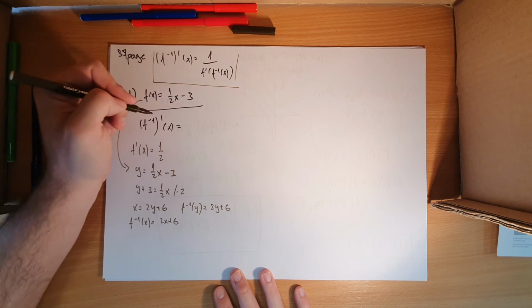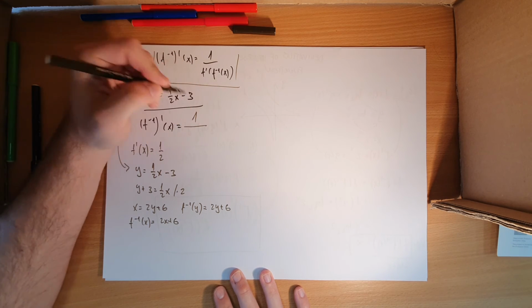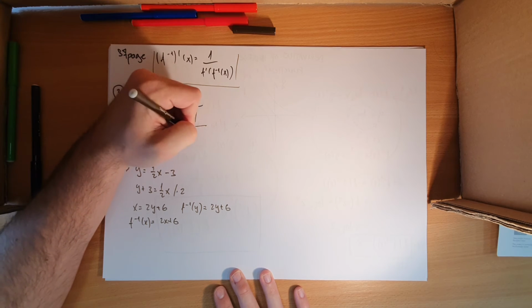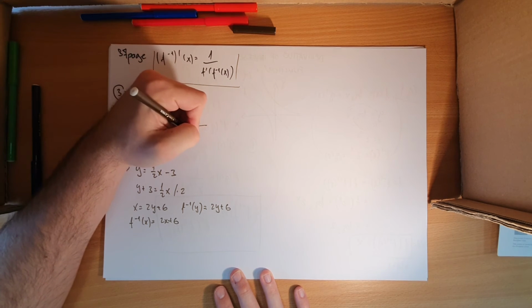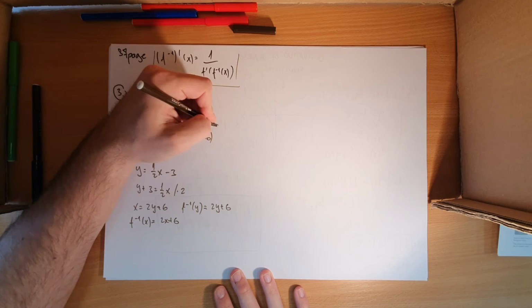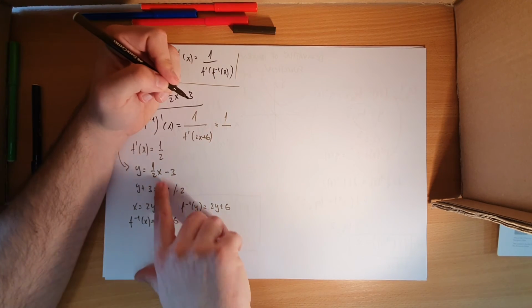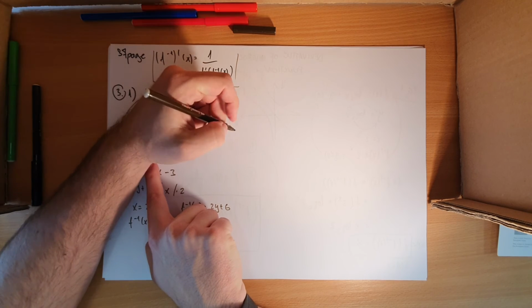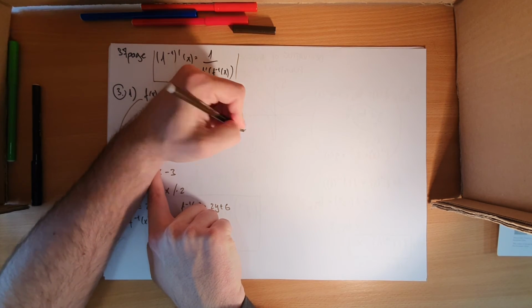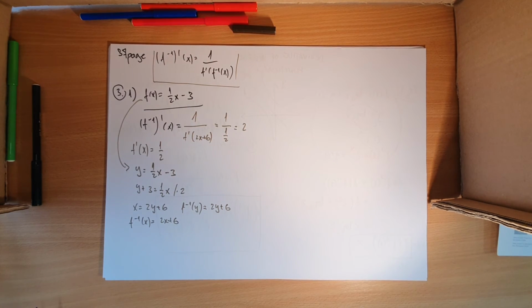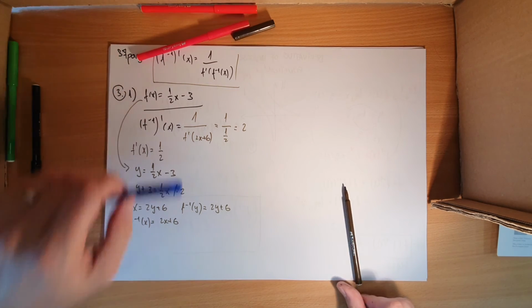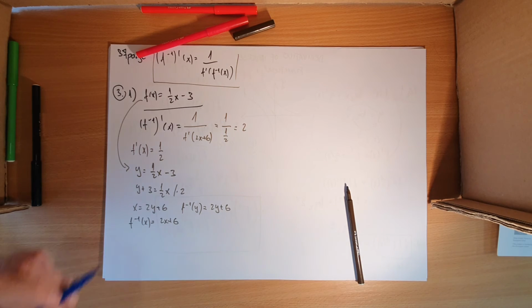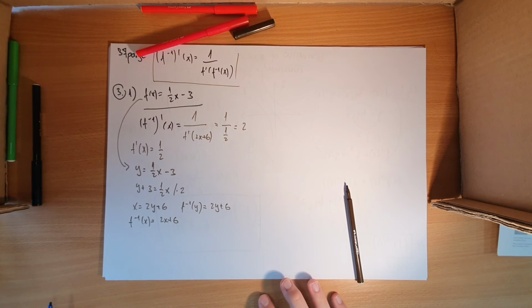Let's put everything into the formula. This means that 1 over f derivative of 2x plus 6 is equal to 1 over, well, f derivative of anything is 1 over 2, which is then 1 over 1 over 2, and is equal to 2.